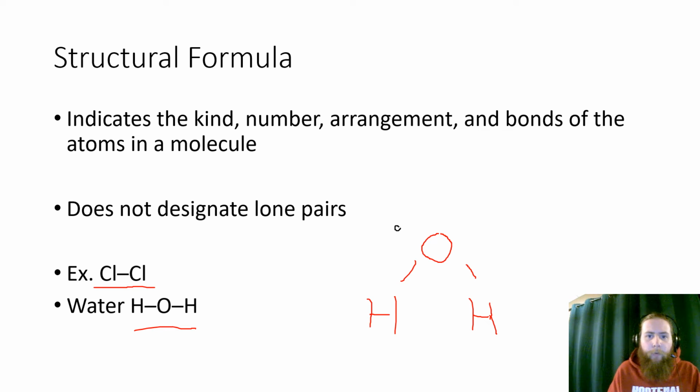Oxygen normally has 6 valence electrons, so it's picking up 2 extra ones from here and here. So it will have 1, 2, 3, 4, 5, 6, 7, 8 for a total of 8, and it'll be happy. It'll be an octet.